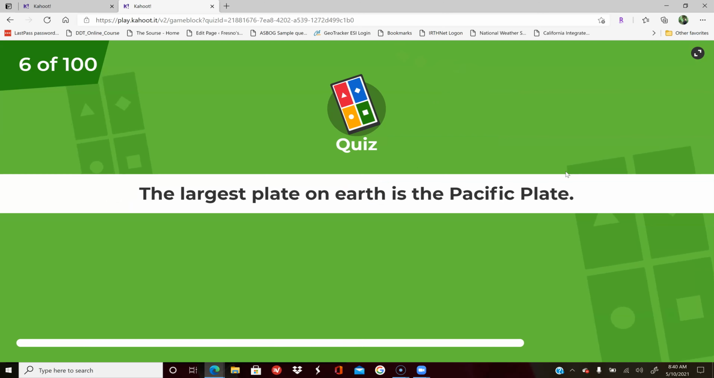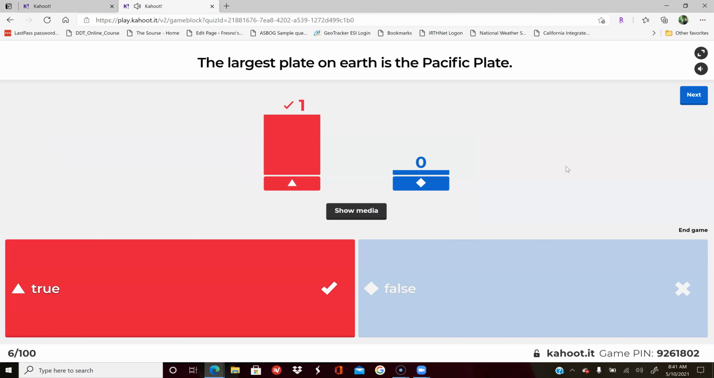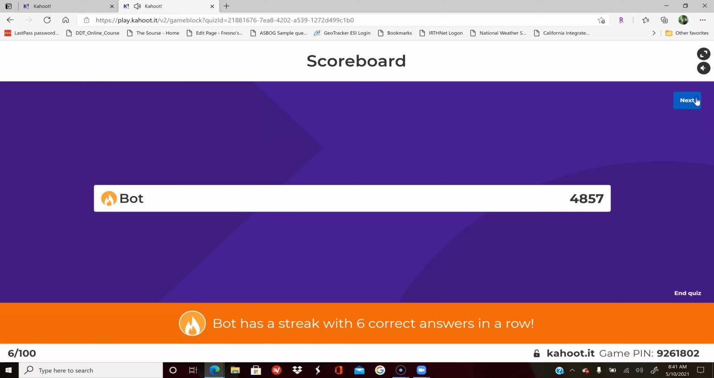The largest plate on Earth is the Pacific Plate. This would be true. Of all the tectonic plates, the Pacific Plate is the largest.